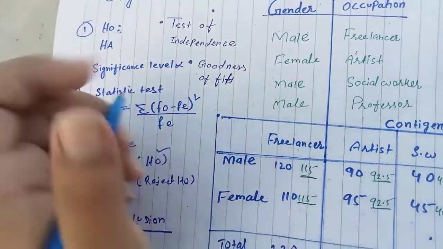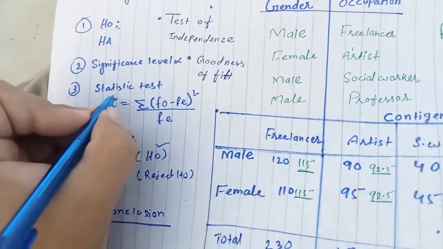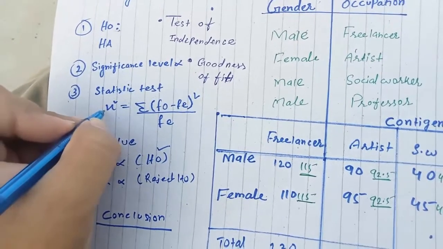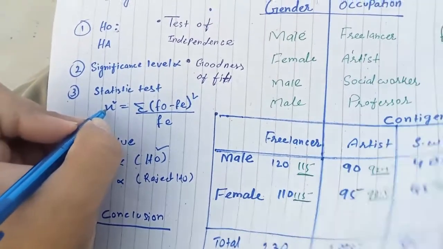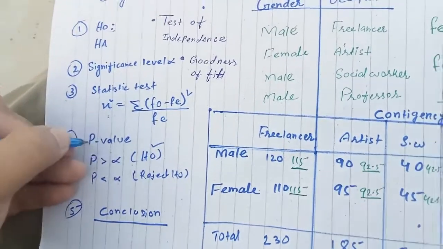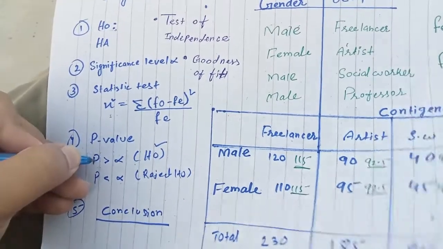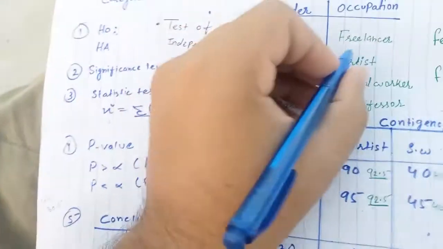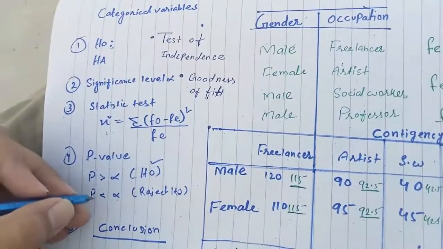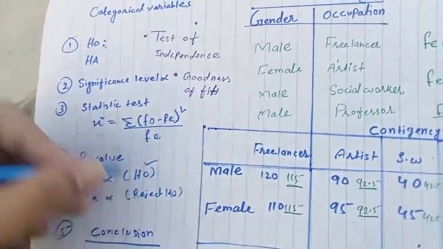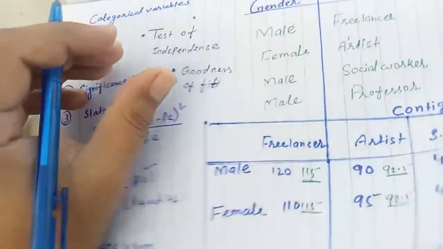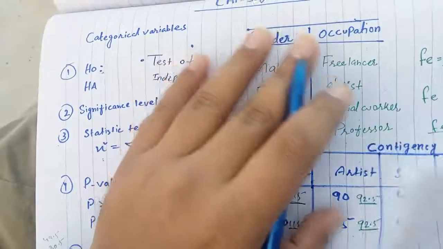And then we calculate the test statistic, which is the chi-square, denoted by this symbol, and with the help of the chi-square we calculate the p-value. If the p-value is greater than alpha, we say that there is no relationship between these two categorical variables. If the p-value is less than alpha, we reject the null hypothesis, and we are able to say that there is a relationship between these two variables.